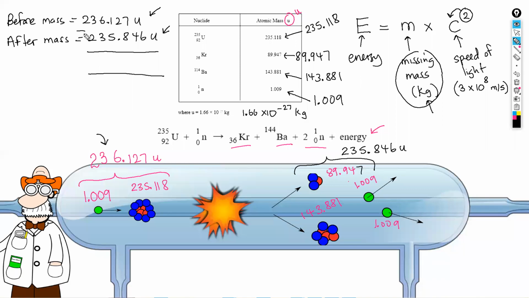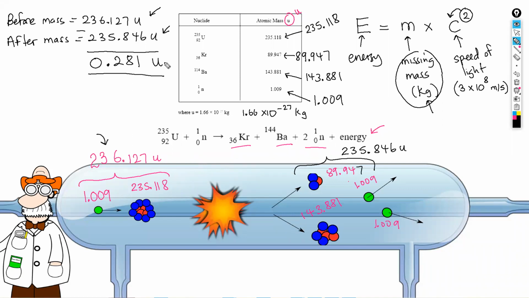So you have 236.127 minus 235.846. I am getting this amount of missing mass, 0.281 U. That is how much mass went missing.